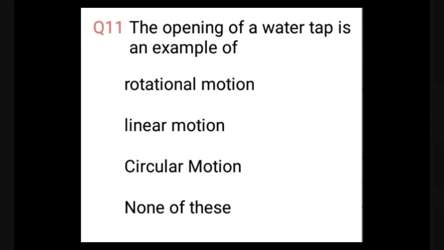Question number 11. The opening of a water tap is an example of rotational motion, linear motion, circular motion, or none of these. Your time starts now. The correct answer is rotational motion.